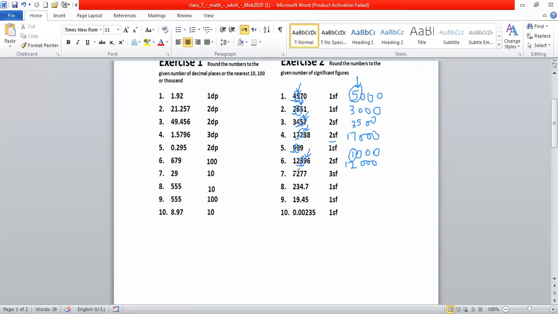Three significant figures, 1 2 3. This circled value is greater than 5. इसकी जगह तो आ जाएगा 0. 0 क्यों लिखते हैं? Whole number में 0 लिखते हैं जो चीजें remaining होती हैं. Okay, now 7 plus 1 is 8.